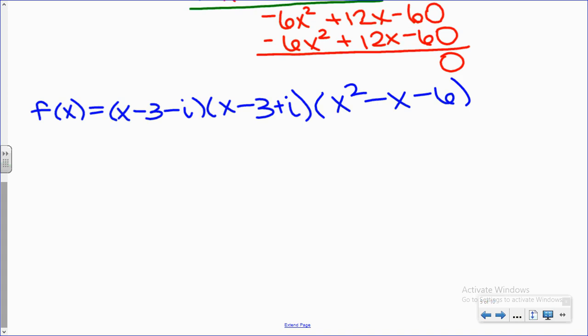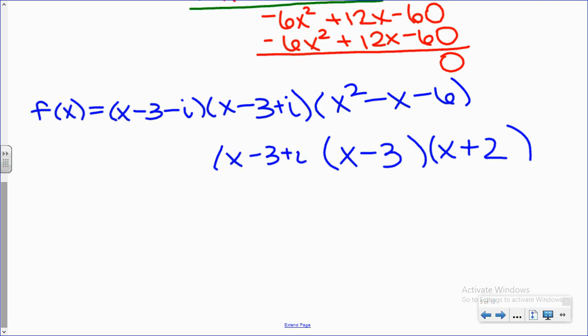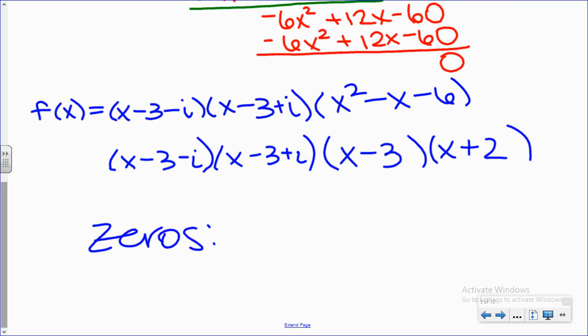Callie, what does it factor to? X minus 3 plus 7. Okay, so what we have is zeros of 3 plus or minus i. I am perfectly fine with you writing zeros that way.